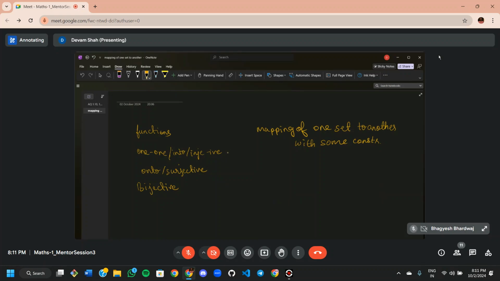Now coming to onto and bijective functions. Anyone who knows one-one or onto functions, please say.